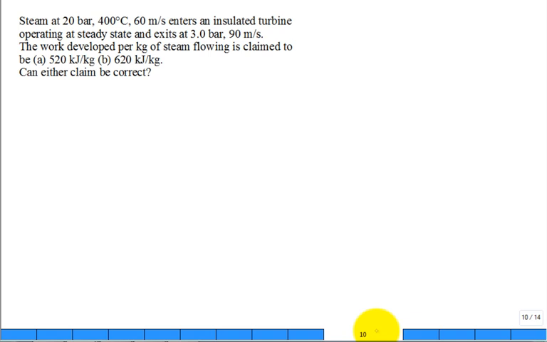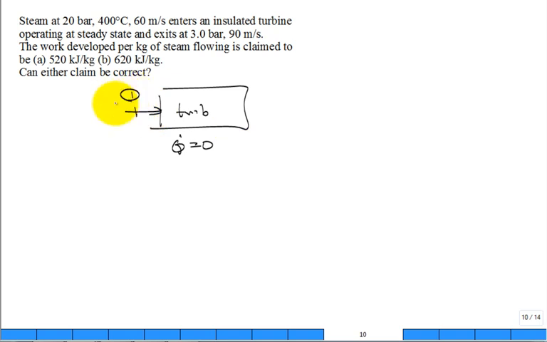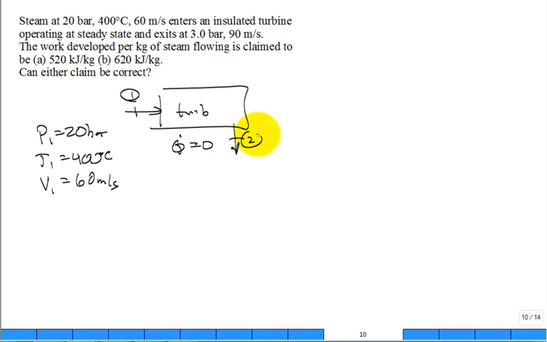Steam at 20 bar, 400 degrees C, with a velocity of 60 meters per second, enters an insulated turbine. So here's our turbine. It's insulated, so Q dot is 0. You have inflow at state 1: the pressure at 1 is 20 bar, the temperature at 1 is 400 degrees C, and the velocity at 1 is 60 meters per second. The steam flows out at state 2. You have the pressure at 2 equal to 3 bar. The temperature at 2 is not known, but the velocity at 2 is 90 meters per second.